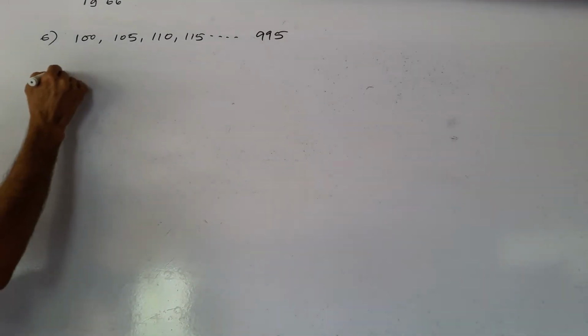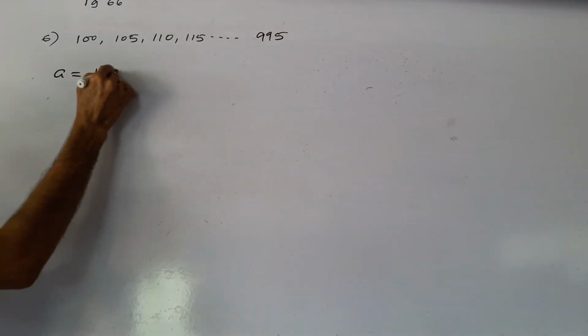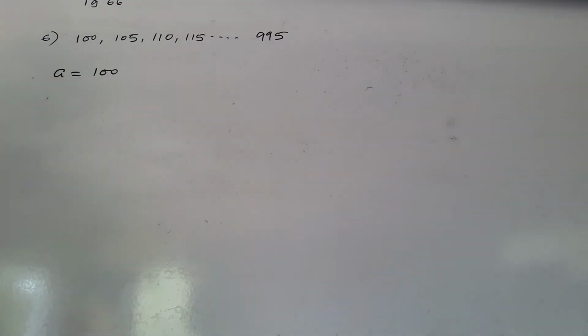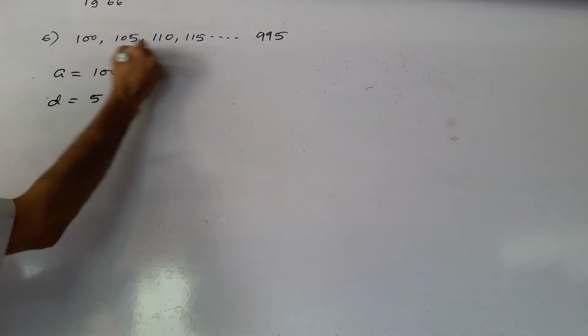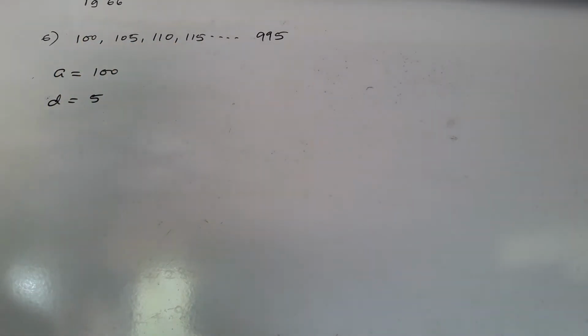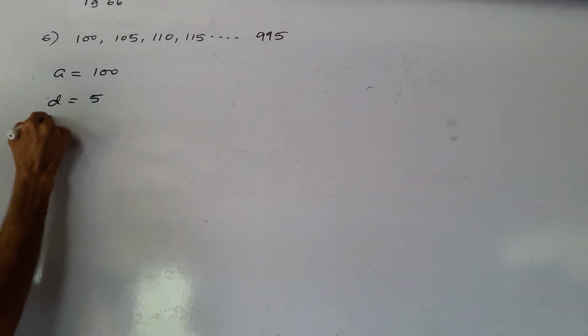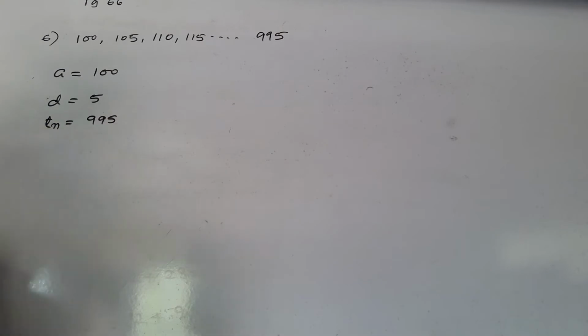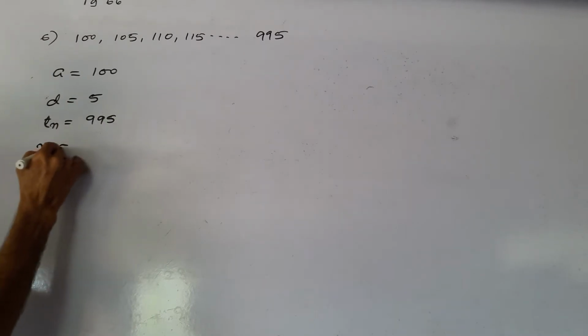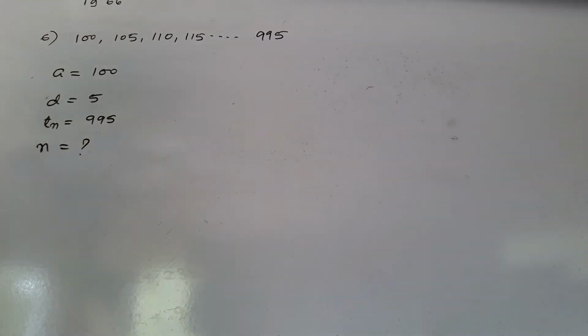So here a is equal to 100, because a is the first term. The common difference is 5, and the last term, Tn, is 995. So again we have three values, but we have to find the value of n. This time we do not know what n is equal to.